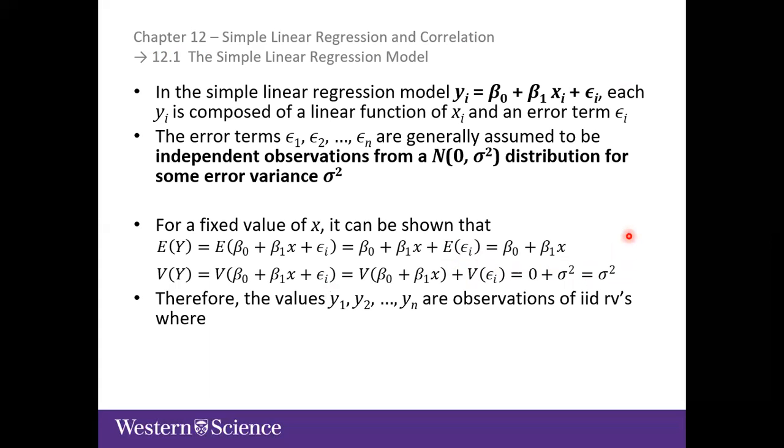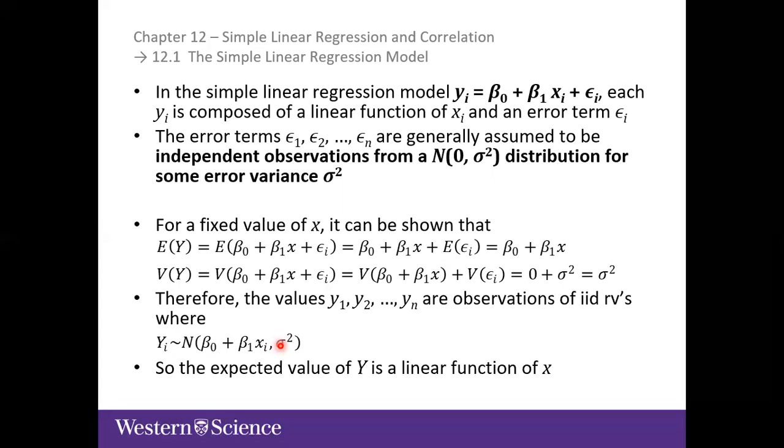So the interpretation from the probability distribution perspective is that Y is normally distributed with the mean value of beta naught plus beta 1 times X, and the variance of sigma square. So this is the probabilistic interpretation of the regression analysis.